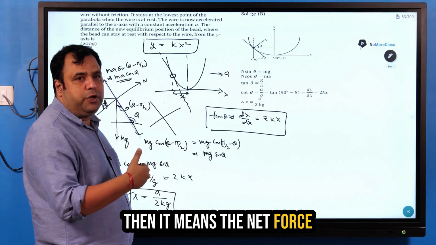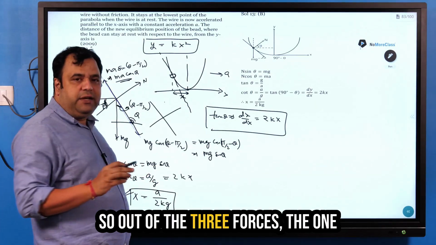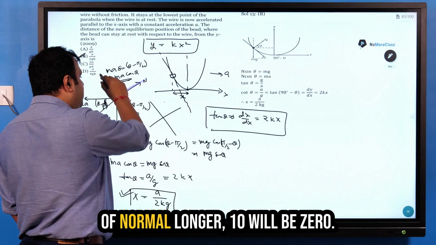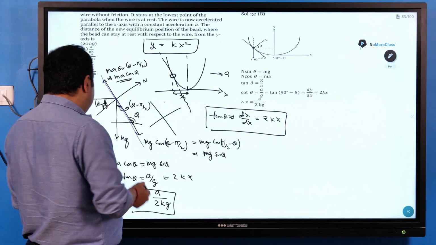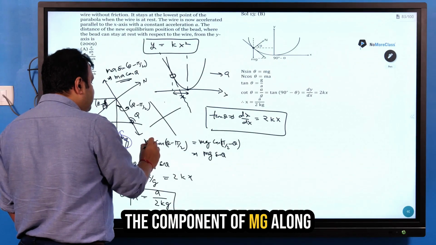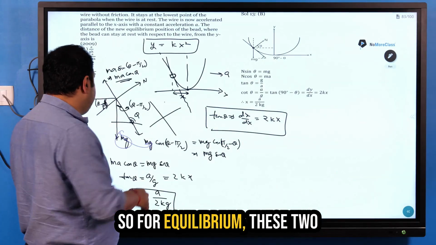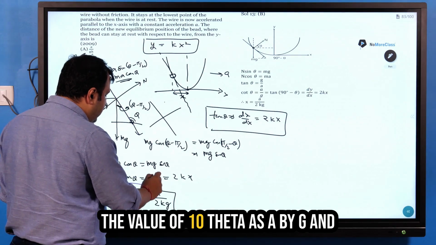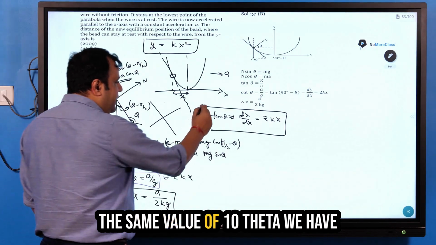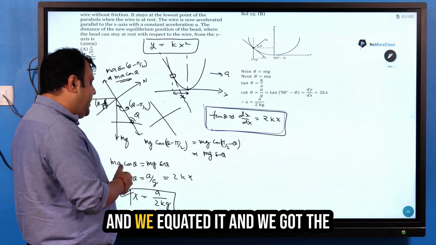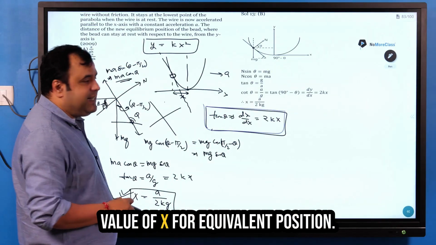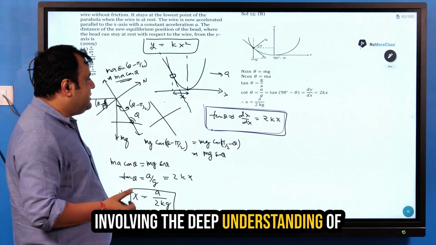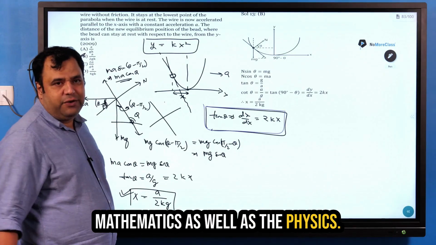Then it means the net force along the tangent has to be 0. Out of the three forces, one was normal, one was ma, and one was mg. The component of normal along the tangent will be 0, but the components of ma and mg along the tangent will be non-zero. So for equilibrium, these two components have to balance each other. We did the balancing and got tan theta as a by g. The same tan theta we calculated from the slope equation, and we equated them and got the value of x for the equilibrium position. It's a pretty nice question, involving a deep understanding of mathematics as well as physics. Okay, thank you.